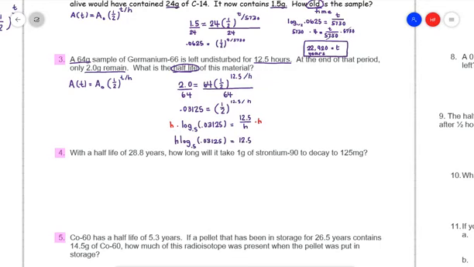Again, I want H by itself. So now I'm going to divide by this whole log. So then I get H is equal to 12.5 divided by that log, log base 1/2 of 0.03125. And that's going to be my hours for the half-life. So we'll put that into our calculator.